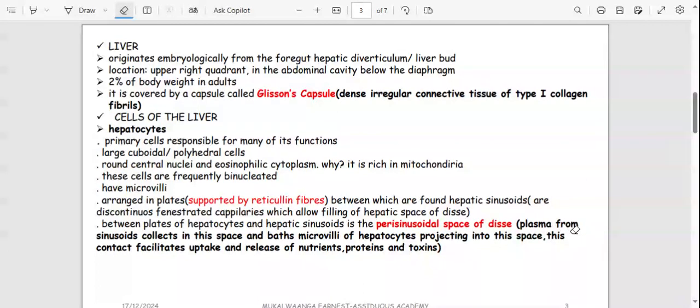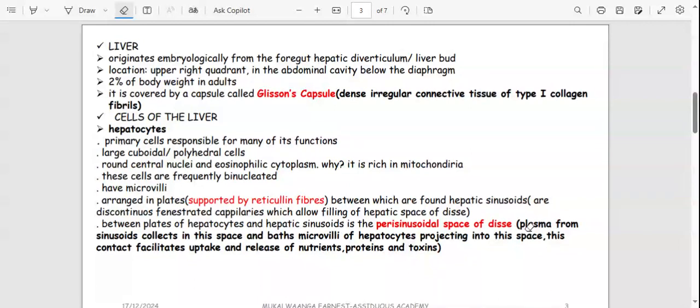What is found in this space? In this space you find, number one, plasma. You know, plasma is part of blood. Once it leaks out of the hepatic sinusoid, it will go into this space, which you call the perisinusoidal space of Disse. So in this space, this plasma will collect.